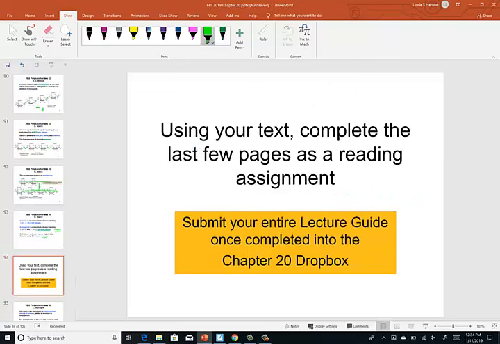And friends, that was the rest of our chapter. The rest is really just up to reading. You might have been able to fill in the notes just from reading, but this is a valuable lecture to check in and make sure you heard from my voice all the things that I thought were important to record. So use your text to complete the last few pages as a reading assignment, and I'm looking forward to receiving your completed lecture guide in the Chapter 20 Dropbox before the end of today. Have a good day.